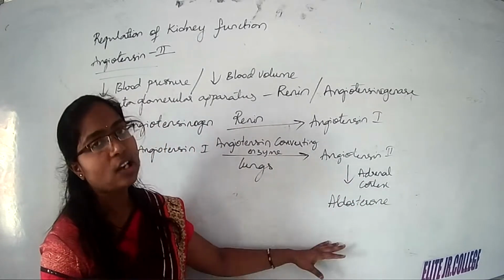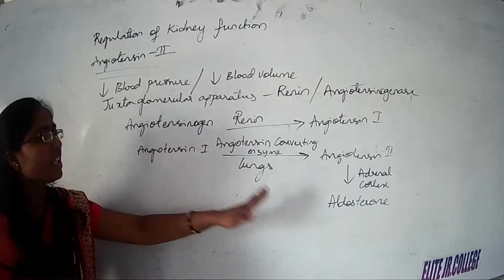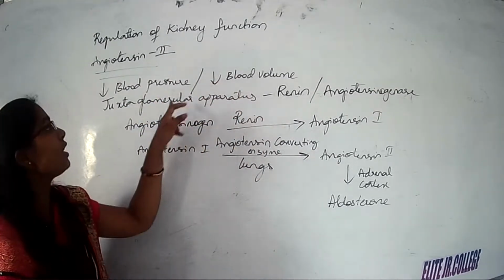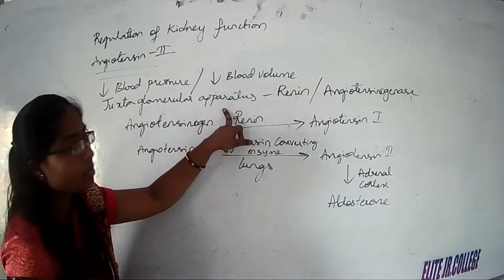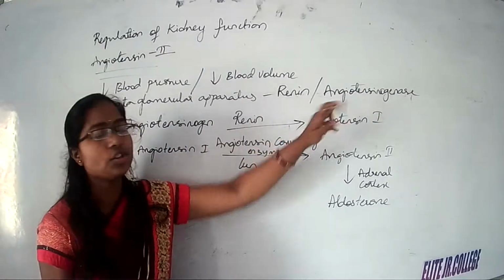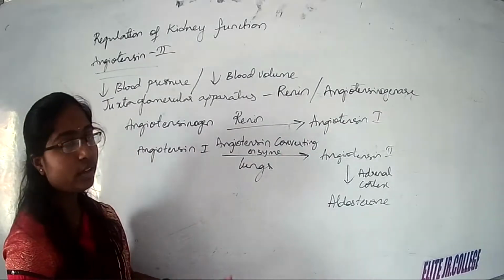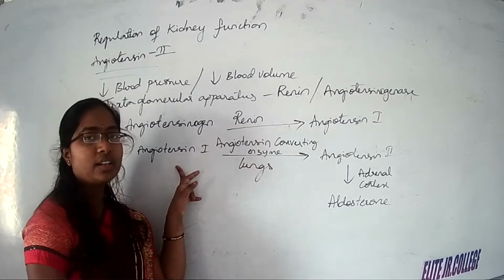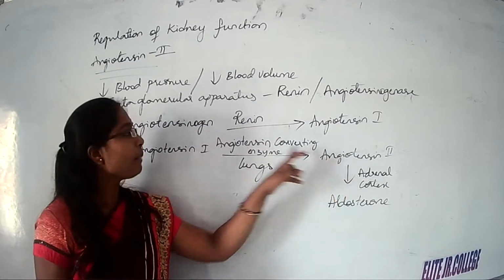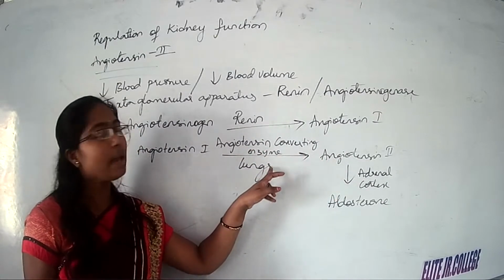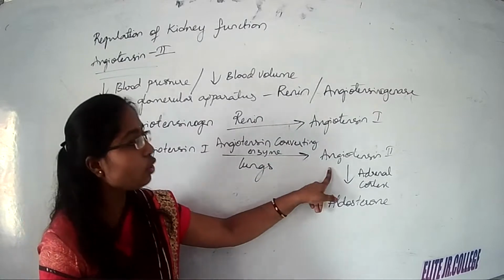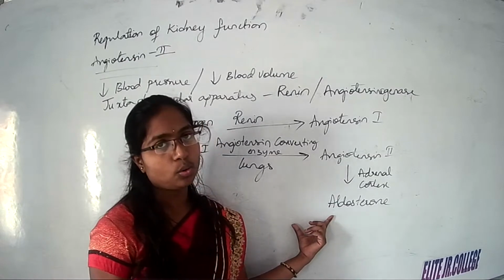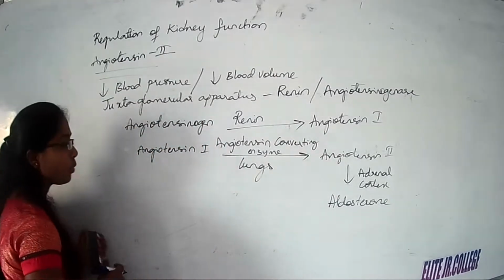Let us see what this aldosterone is going to do. Till now we have studied that when there is a decrease in the blood pressure or the blood volume, the juxtaglomerular apparatus produces renin, otherwise called angiotensinogenase, which converts angiotensinogen into angiotensin 1. Angiotensin 1 is converted into angiotensin 2 by angiotensin converting enzyme in the lungs. This angiotensin 2 stimulates the adrenal cortex to release aldosterone. So let us see what this aldosterone is going to do.